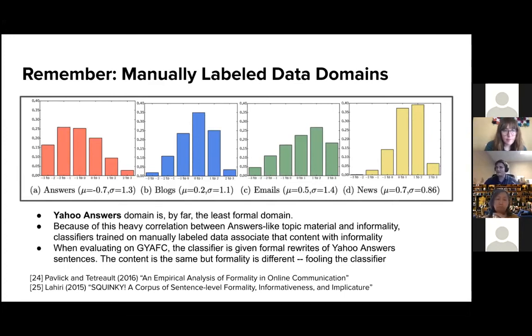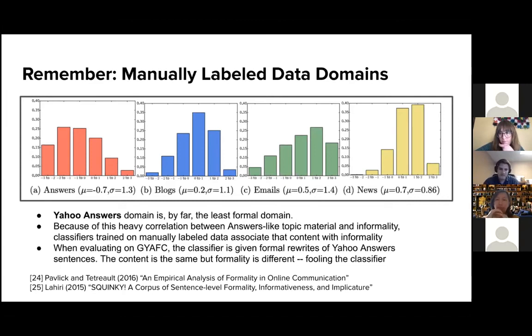Because of this correlation between Yahoo Answers-like topic, meaning material, and informality, classifiers trained using this manually labeled data associate the actual topics that are talked about in Yahoo Answers with informality, not the style. The thing with GYAFC is that it took these informal sentences and told annotators to rewrite them to be formal. So they have the same meaning, but different style. And so the manually labeled data classifier sees the meaning of the sentence and doesn't see the style.